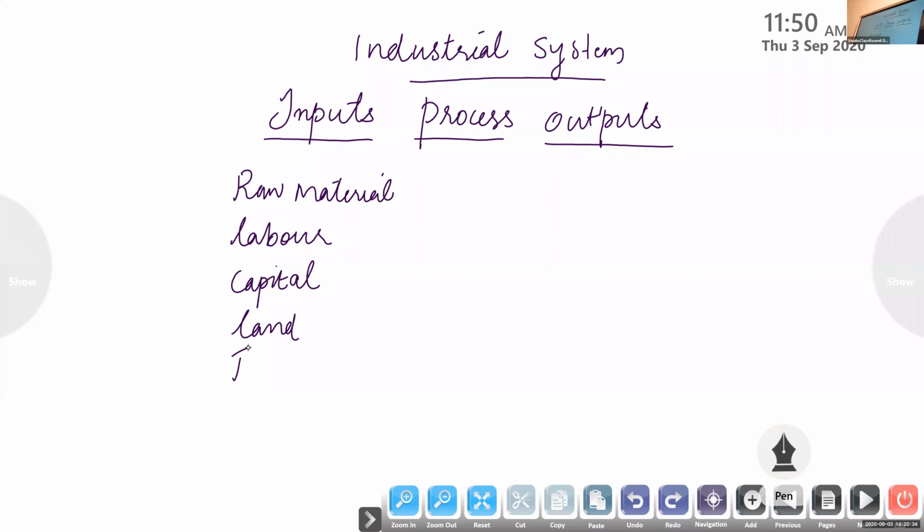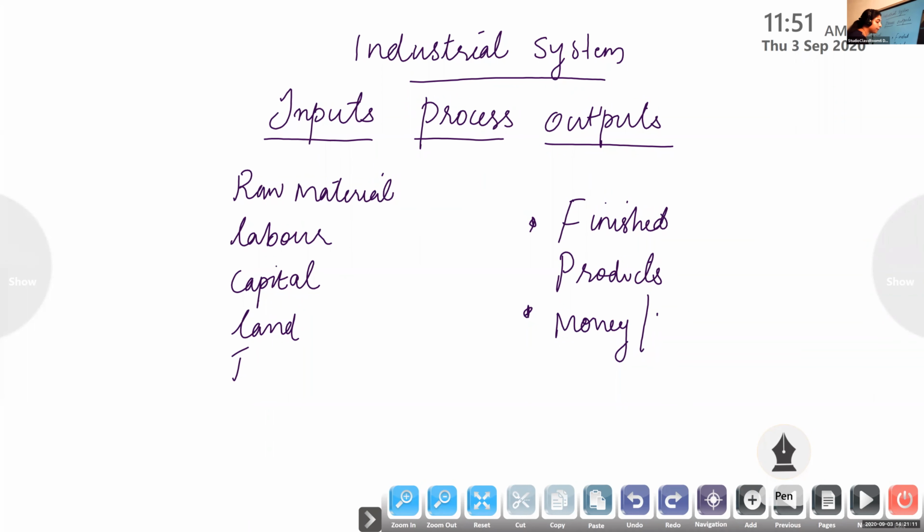You have an idea, right? Very good. Then, what is output? Finished products. Finished products, right? Then one more output will be there in industry. When we sell these finished products, what do we get? Capital. Profit, money, right? We can say profit.